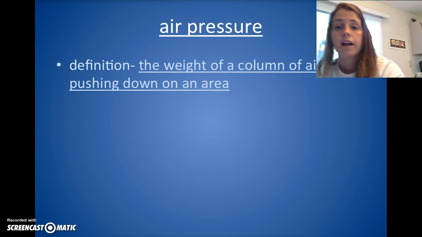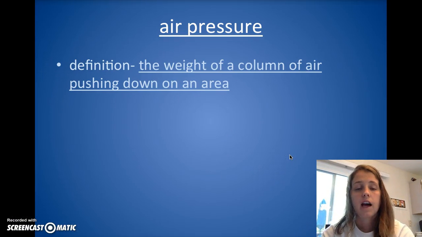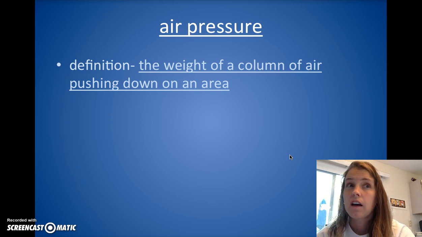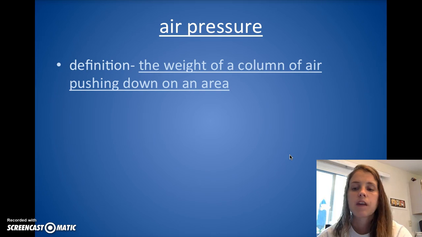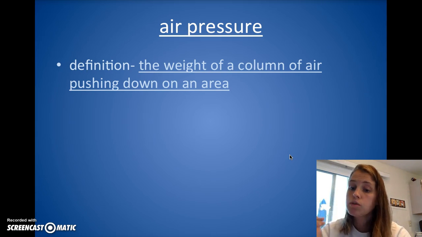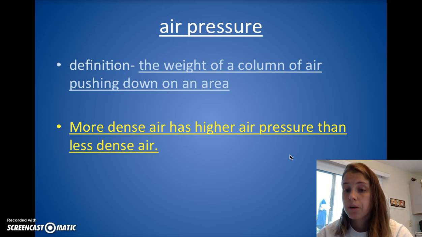Air pressure. All right, so the definition of air pressure. Now, basically, it's a weight of column of air pushing down on an area. So if you think about it, the atmosphere is like a giant blanket around us. And as we move up in elevation or in altitude, as we move up, we have less of that blanket resting on us because we've moved through the layers of the blanket. So therefore, it's less air pressure. So when they say air pressure is the weight of a column of air pushing down on an area, well, that's the weight of the entire atmosphere. But if we travel up through the atmosphere, we're losing some of that air pressure because some of that air pressure is below us. So more dense air has higher pressure than less dense air.